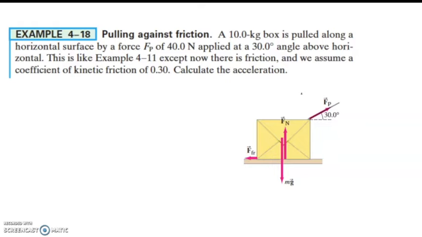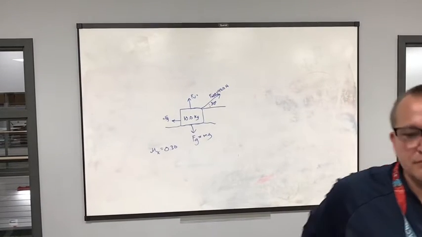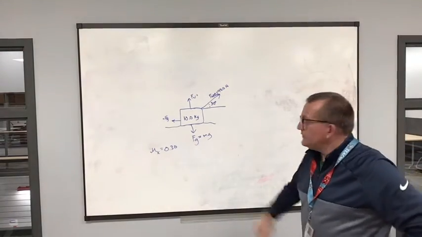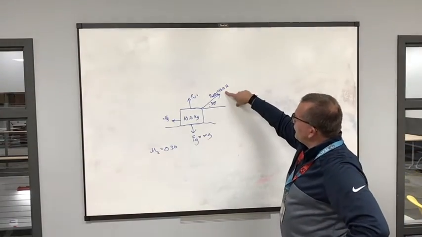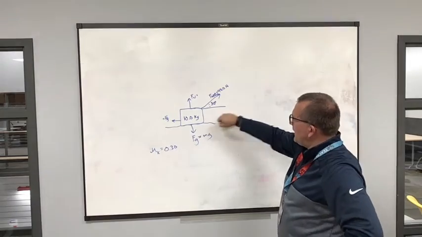Pulling against friction: a 10 kilogram box is pulled along a horizontal surface by a force of 40 newtons applied at a 30-degree angle. But now there's friction, and the coefficient of kinetic friction is 0.3. Calculate the acceleration. Do it now. All right, so we're pulling this box at an angle, 30-degree angle with 40 newtons of force. It's a 10 kilogram box, and we're dragging it along.